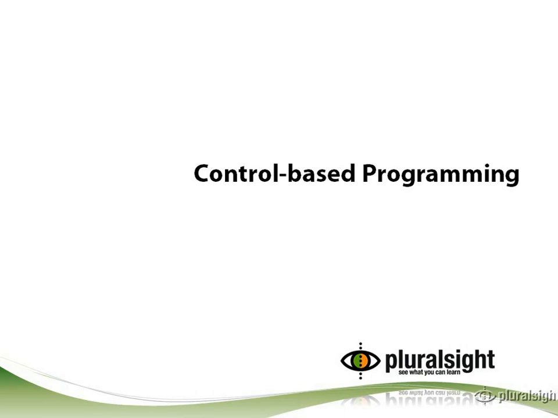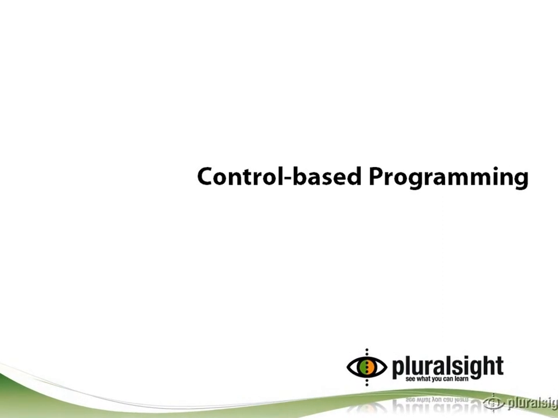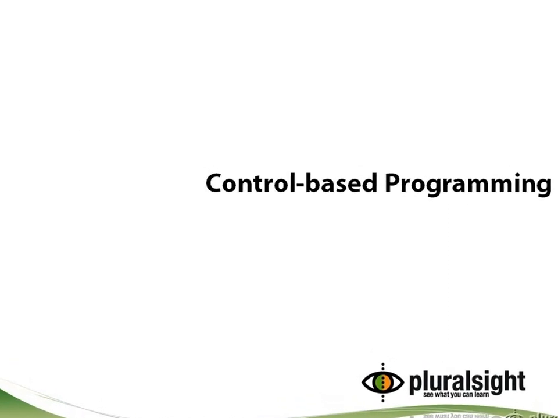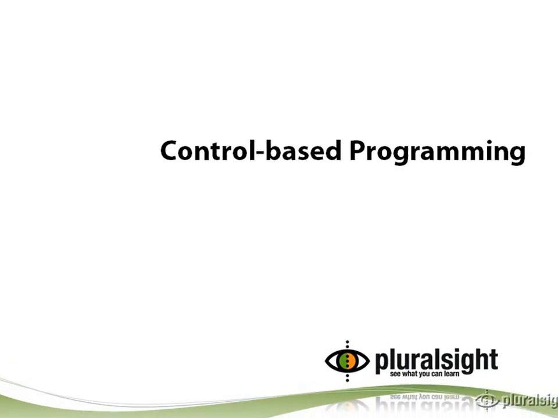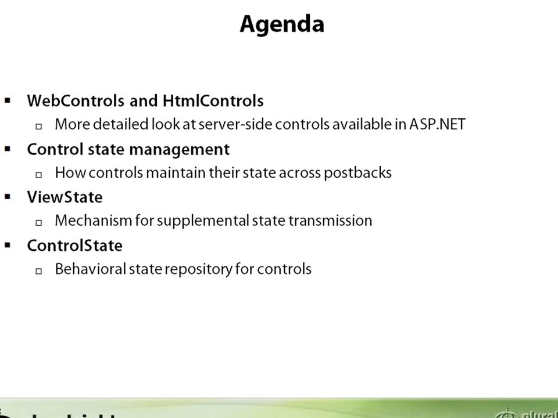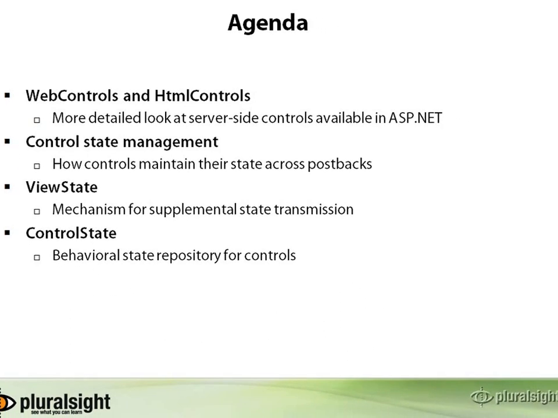We're going to be looking next at the control-based programming model in ASP.NET. Specifically, what I want to look at here is how controls interact with state on the server. So we're going to start off with a look at the difference between web controls and HTML controls, both of which are different categories of server-side controls in ASP.NET. Talk about when you might want to use each one and what purposes they serve and what sort of overlap there is between the two class hierarchies.